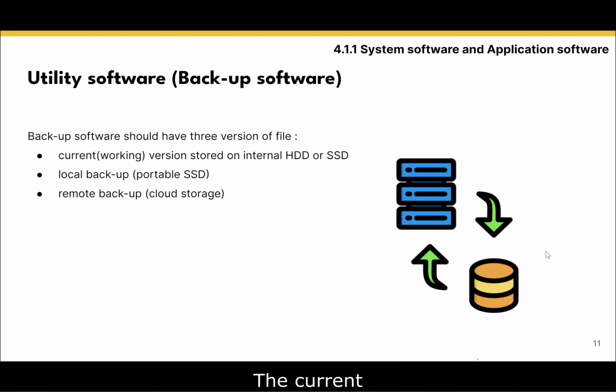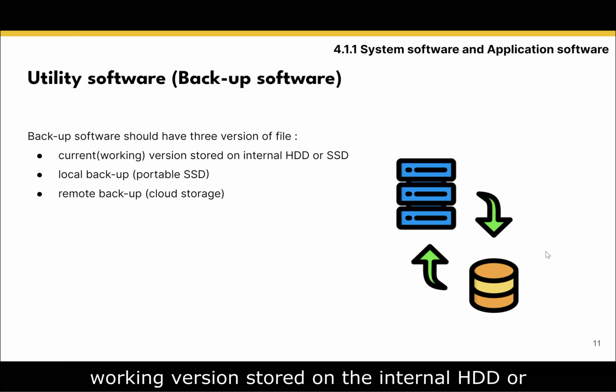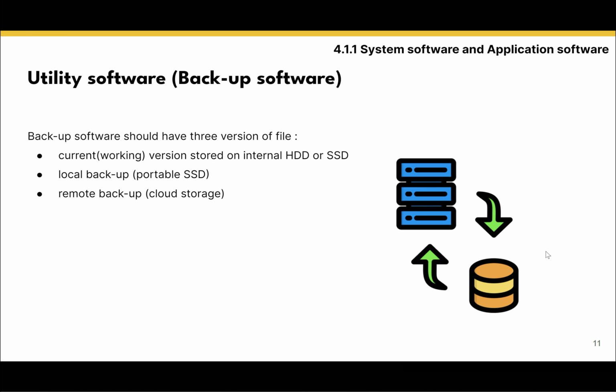First, the current working version stored on the internal HDD or SSD. Second, a locally backed up copy of the file stored on a portable SSD. Third, a remote backup version stored well away from the computer, for example, using cloud storage.